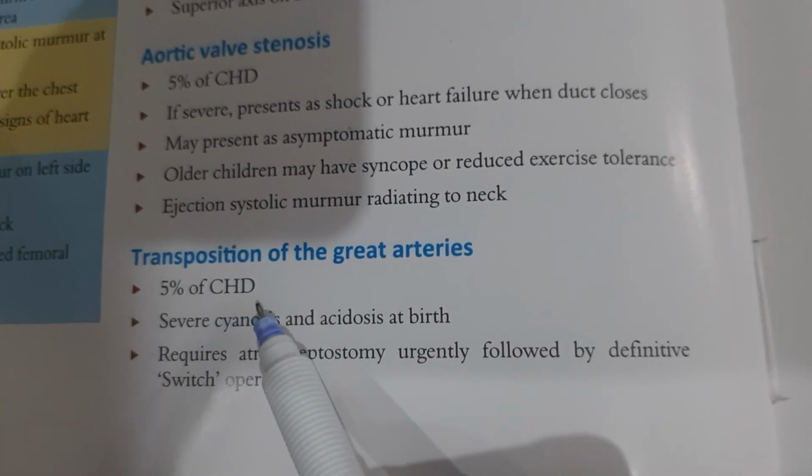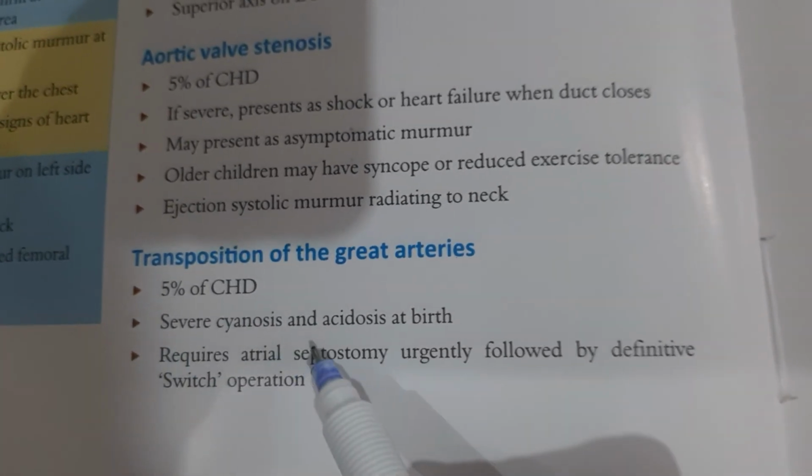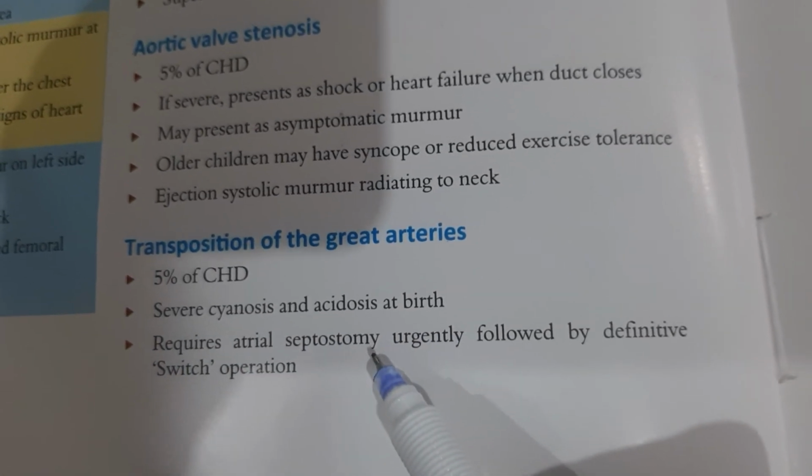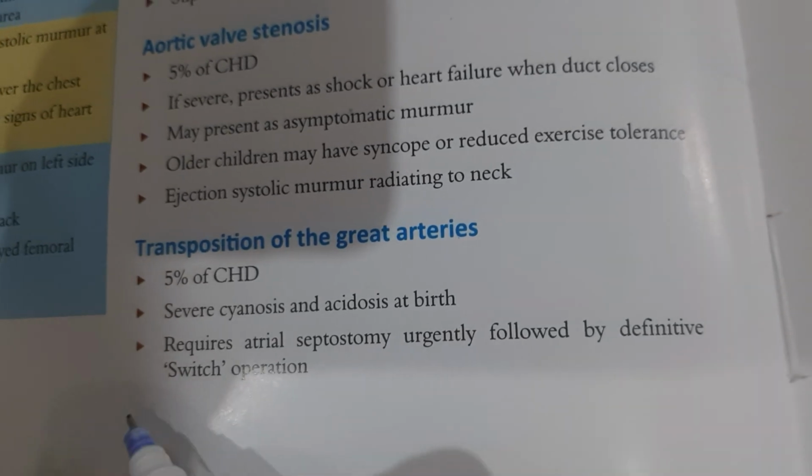Now, the last disease of the congenital heart diseases is the transposition of the great arteries. It constitutes 5% of the congenital heart diseases. It causes severe cyanosis and acidosis at birth, and it requires atrial septostomy urgently, followed by the definitive switch operation.